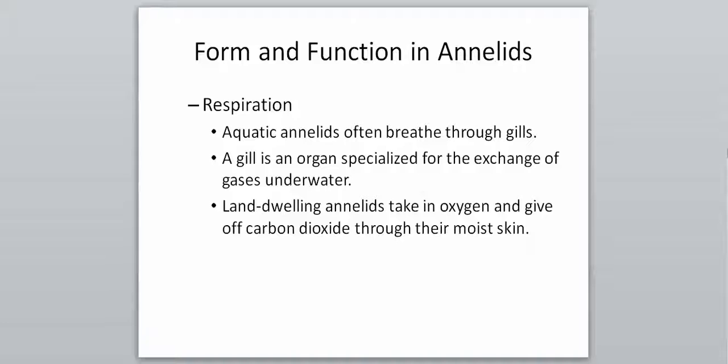And so now respiration. So there are aquatic annelids that will often breathe through gills. And then a gill is just an organ that is specialized for the exchange of gas underwater. So the most famous example, obviously, of organisms with a gill would be the fish. And land-dwelling annelids will take in oxygen and give off CO2 through their moist skin. So respiration can be done, again, not through a complex organ, almost through a little bit of diffusion. So they're not quite as advanced as our other animals yet, but the most advanced that we've talked about so far.